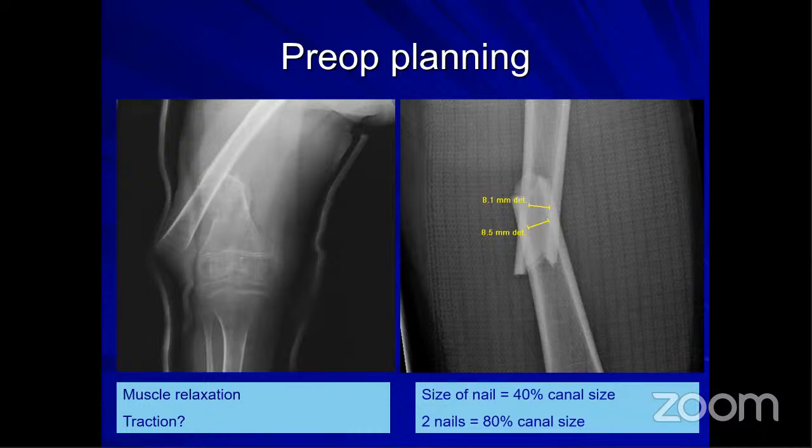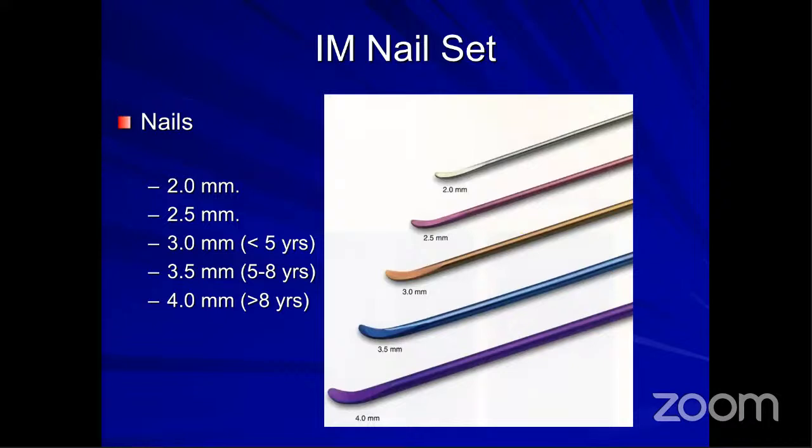You want to look at the size of the canal, and each nail is 40% of the canal size. So the 2 nails would occupy 80%. Now, some of the recent studies have shown that this is one of the most important factors, that when they looked at malunion, they found that it was not because of a length unstable fracture or the material of the nail, but it was because of undersized nails. So it's important to make sure that you calculate the canal size, and each nail is 40% of the canal size. So here are the different nails that are available.